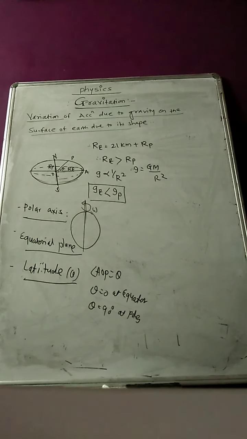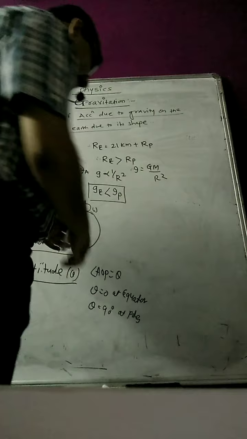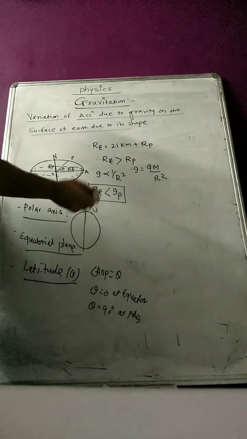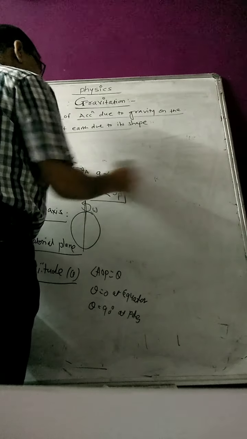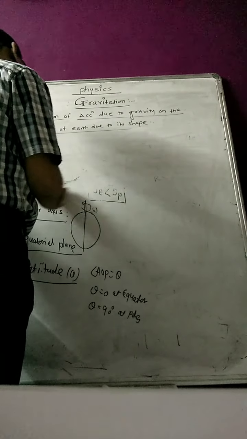Expression for gravitational acceleration on the earth's surface at a latitude theta. That expression we want to find out, and hence we can obtain the expression for acceleration due to gravity at the equator as well as the pole. So we can find out that variation of acceleration due to gravity. I will rub this point now. So we are coming to that point.